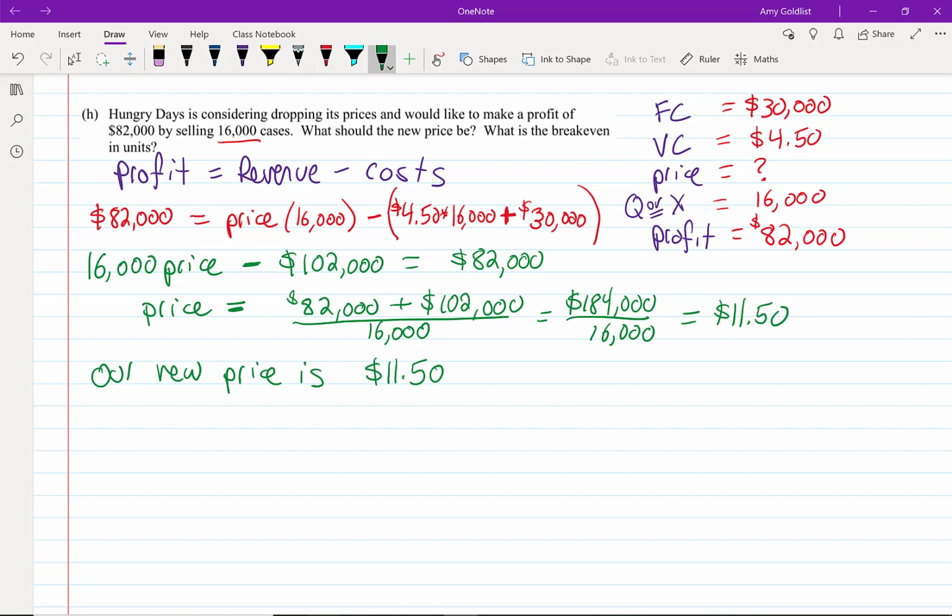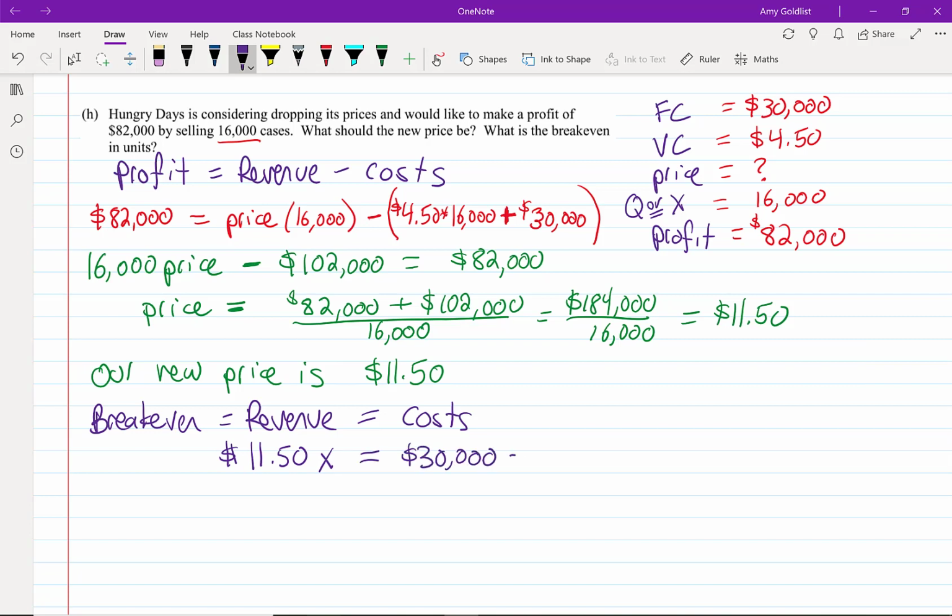To find the break even in units, all we have to do is the break even equation. So break even is just revenue is the same as costs. Our revenue is now $11.50 times X, but our costs remain the same at $30,000 plus $4.50 times X.